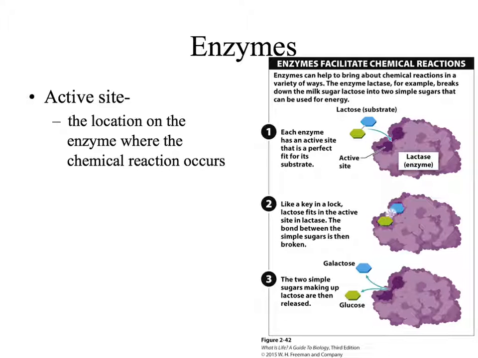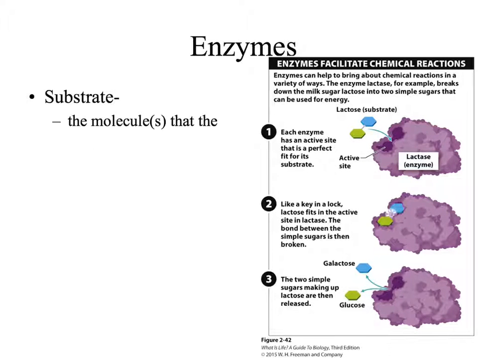The active site is very specifically shaped, and it matches only one type of reactant or substrate that the enzyme will work on. In the example here, we see the enzyme lactase, which is responsible for breaking down milk sugar, lactose. The active site is this groove where the lactose sugar will nestle into the enzyme. This is where the chemical reaction is going to occur, and the bond between the two sugars in lactose will be broken. So again, the substrate is the molecule or molecules that the enzyme works on. These are the reactants in the chemical reaction.